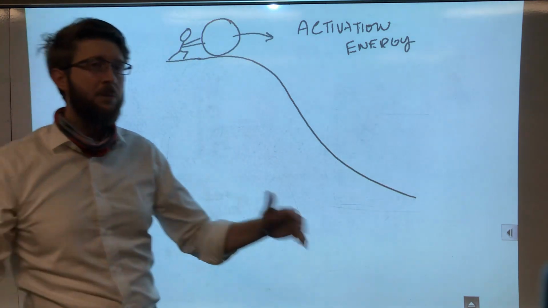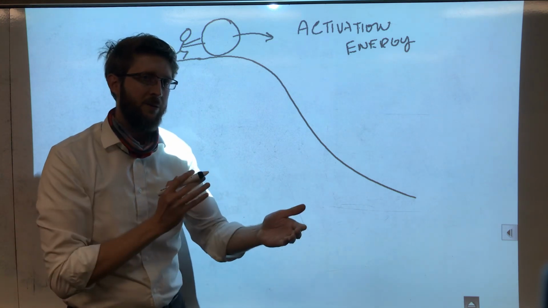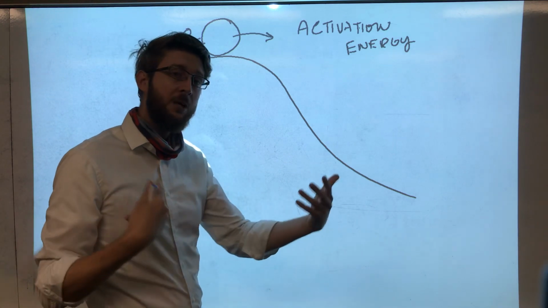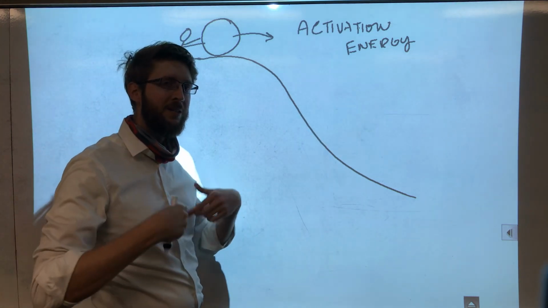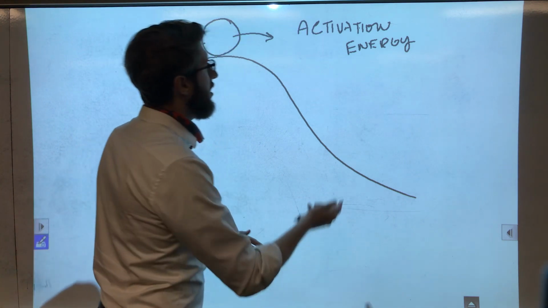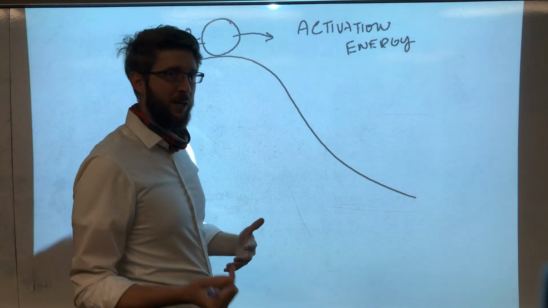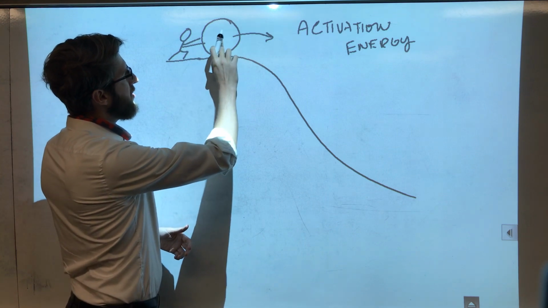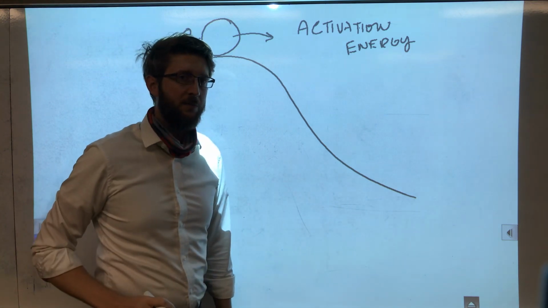Now, some chemical reactions need more activation energy to get started than others. But in the case of the two volcanoes, because we're using the same stuff, the activation energy, or the amount of energy needed to kickstart that process, should be the same. So where does the enzyme come in? Well, what the enzyme does is it makes it easier for this guy to push this ball to the edge so it can roll down the hill.